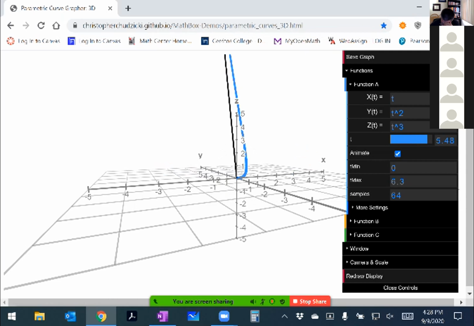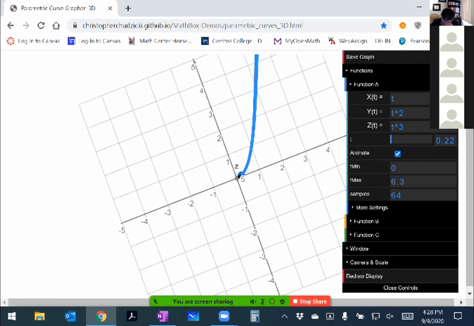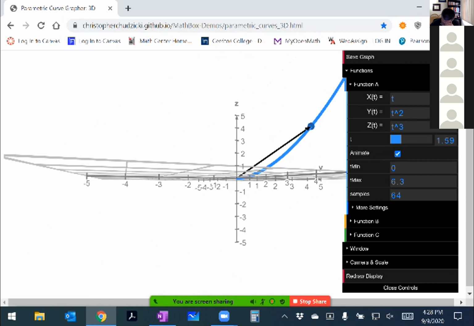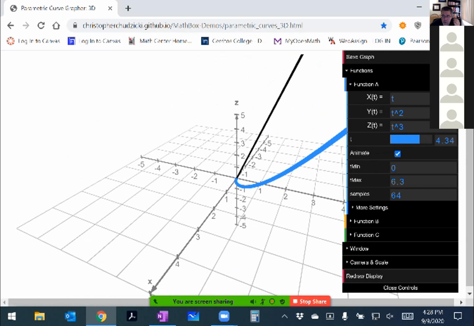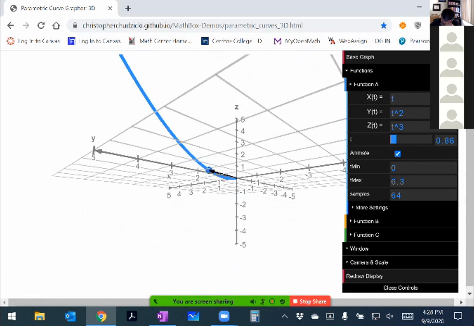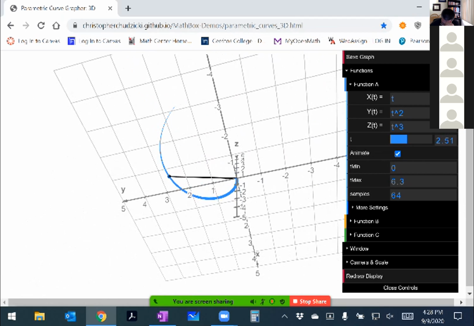Okay, and so it might be kind of hard to see, but it kind of comes out and it just goes up forever. It's not really a helix because it doesn't spin around. It just kind of goes out in kind of a spiral, goes out forever.